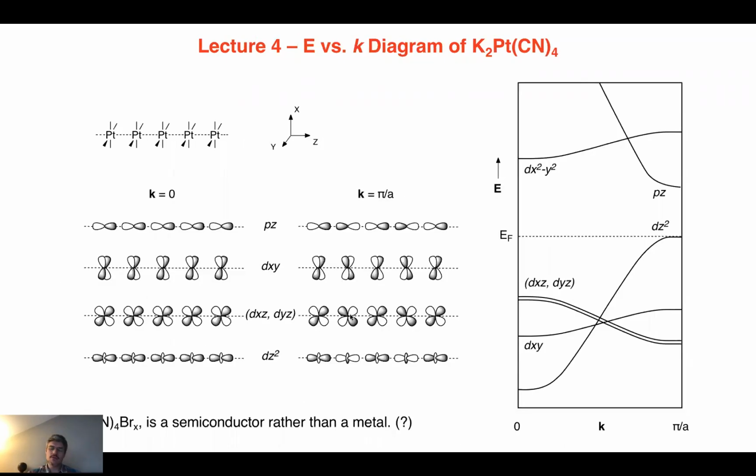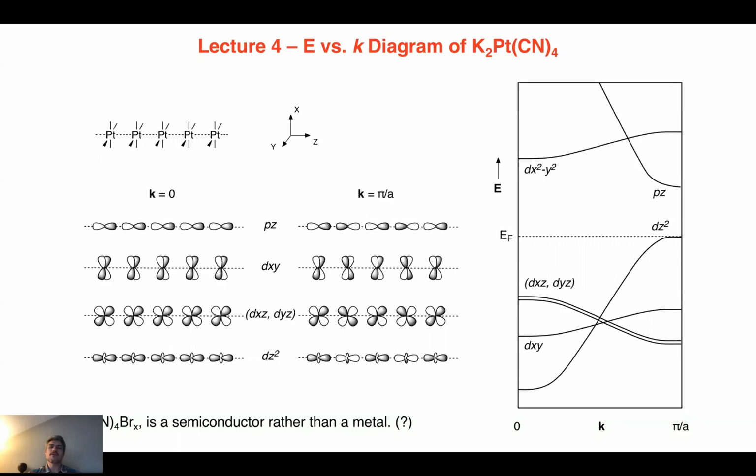Okay, so now, where is the Fermi energy? The Fermi energy in tetracyanoplatinate, you also need to know the orbital occupancy of each of the pieces. So potassium tetracyanoplatinate is a d8 platinum center.